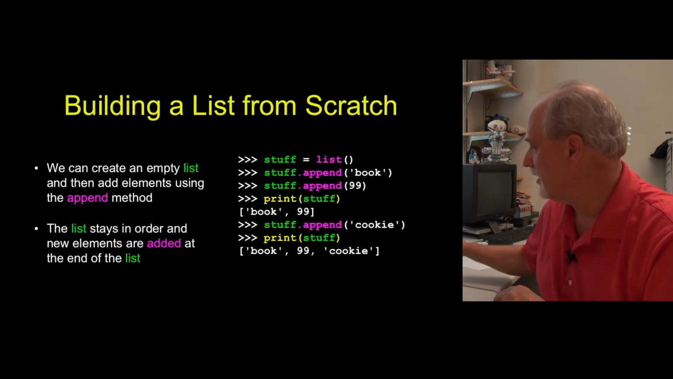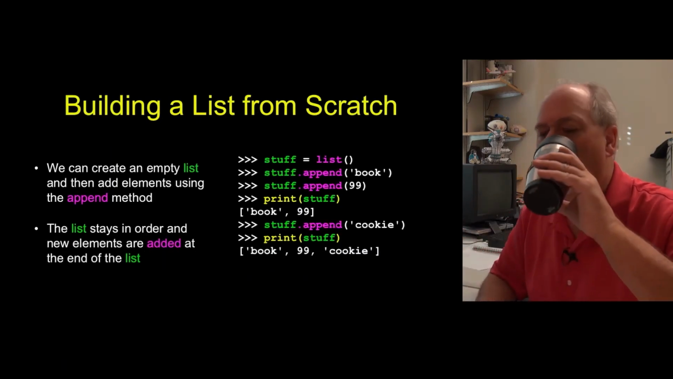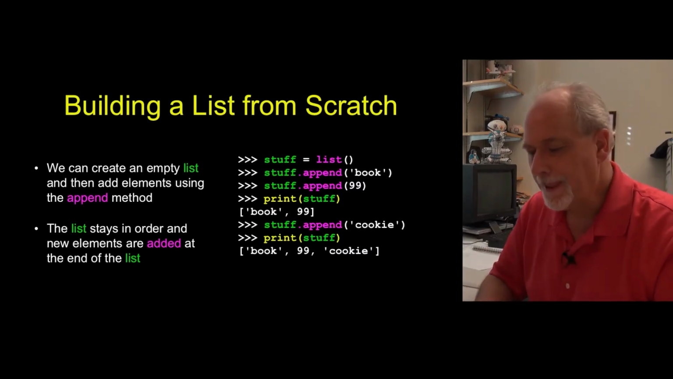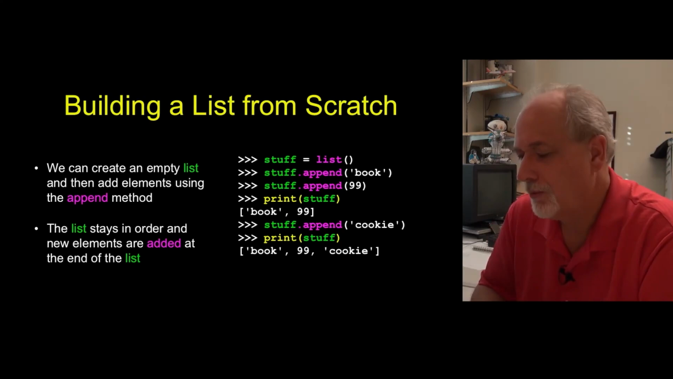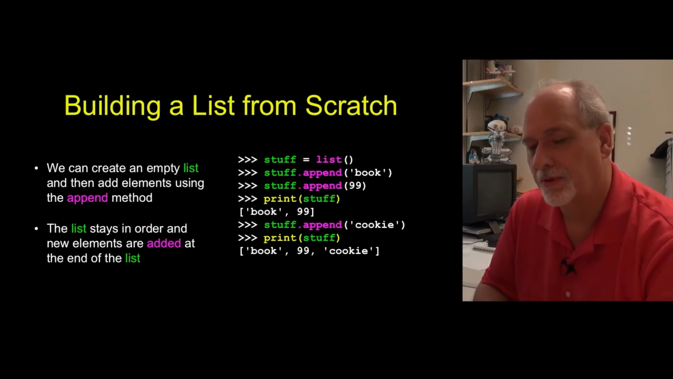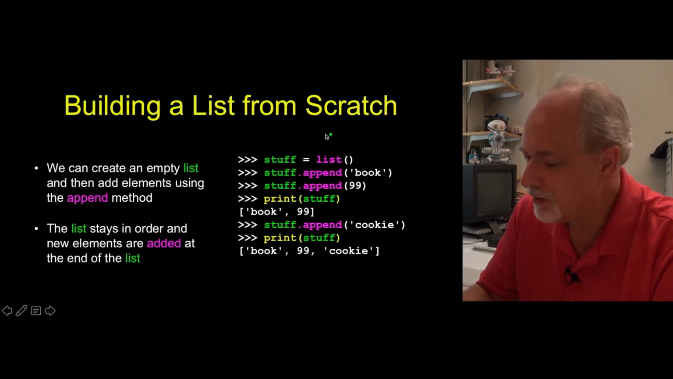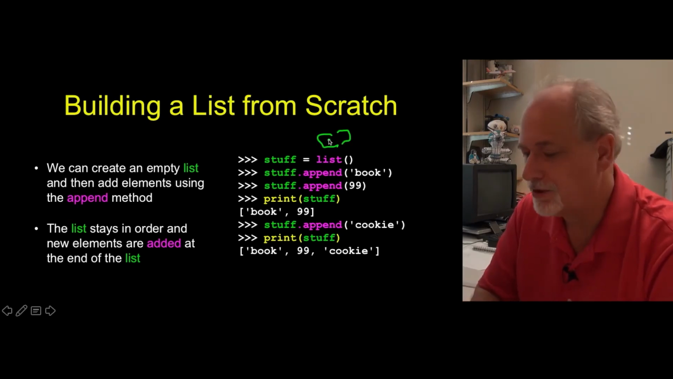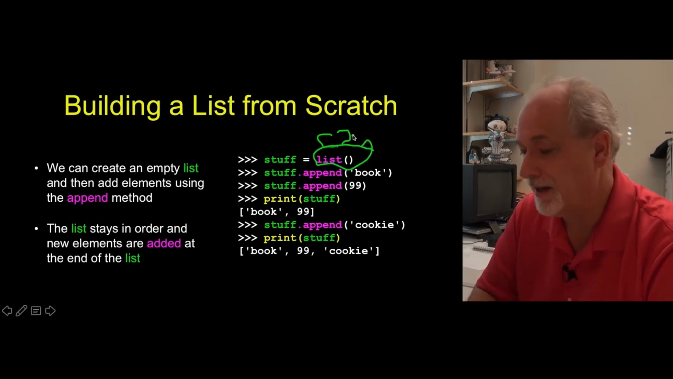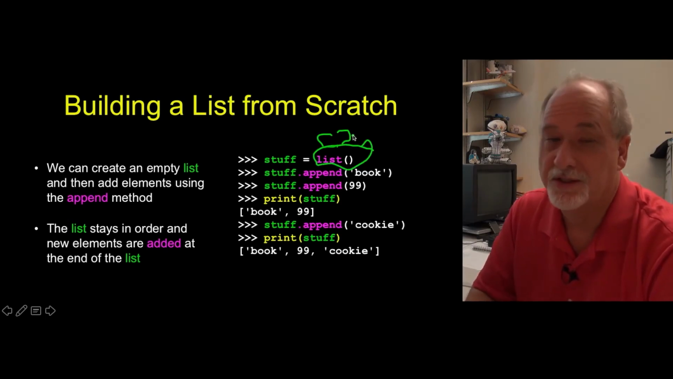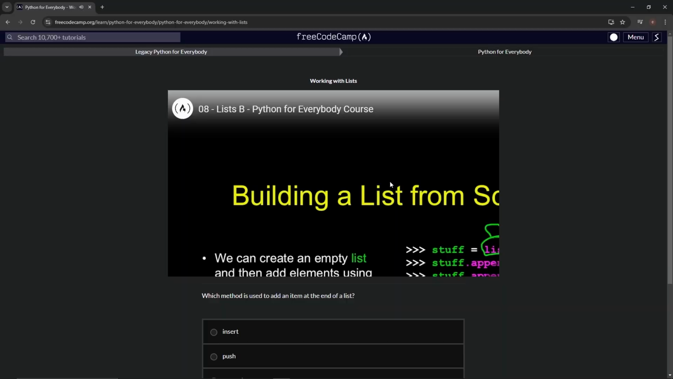So let's look at a couple of these. If we build a list from scratch, we have a way to ask for an empty list. There are a couple of different ways to ask for an empty list. We could use just 2 square brackets next to each other, but this is a form we call the constructor form where we say, hey Python, make a list. In this case, the word list is like a reserved word to Python. It's really a reserved class.